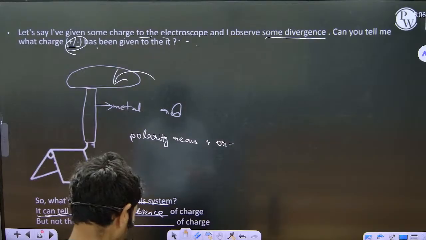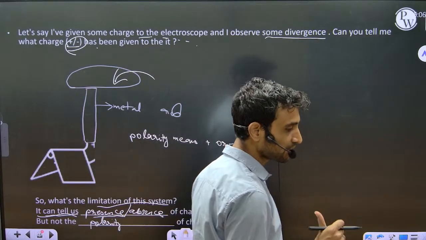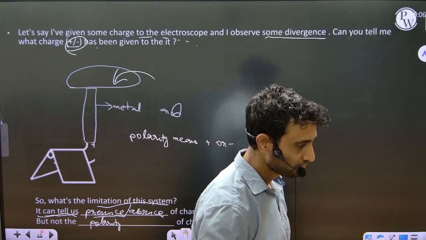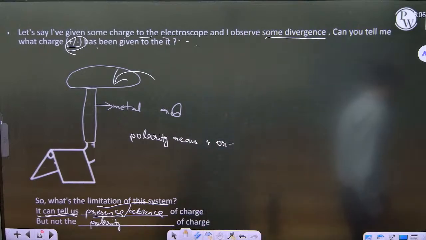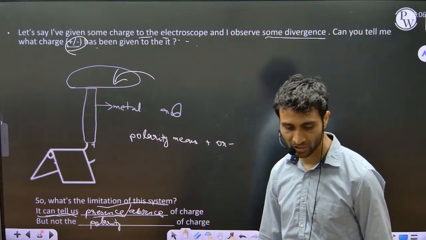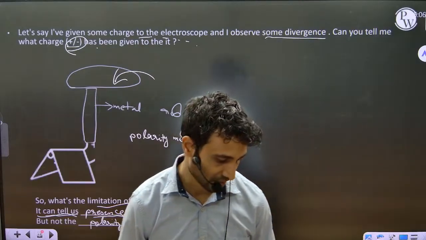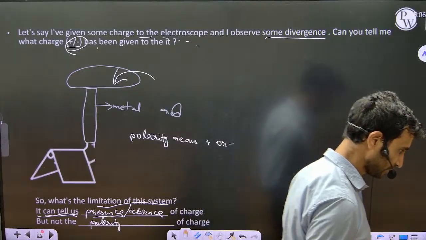So take this down. This is the system we are studying. We are studying the concept, and then we will study the device which uses this exact concept. Take this one.